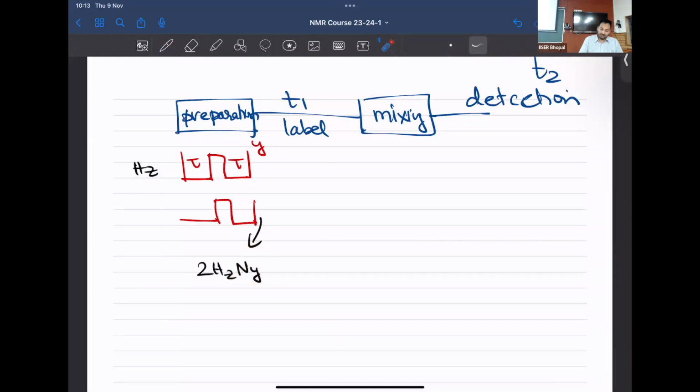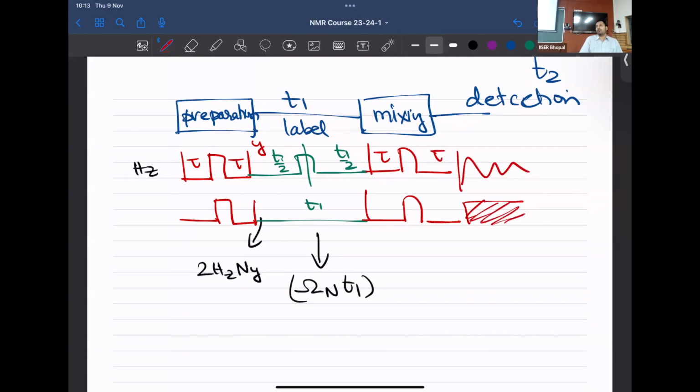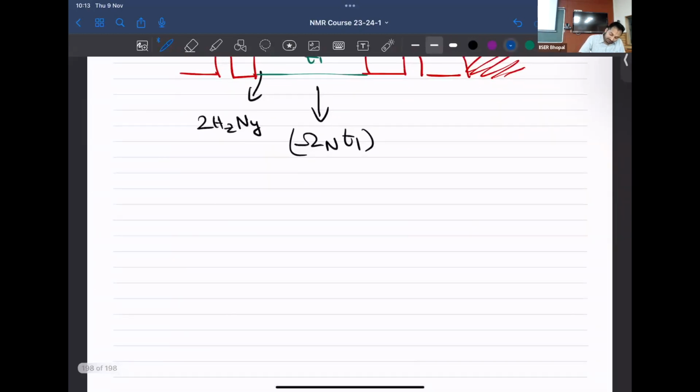Make sense, right? And then you have T1 labeling. How is T1 labeling achieved? Simple. You let it evolve for a period T1 by applying a 180 pulse on the proton at T1/2. This helps you achieve frequency labeling of the nitrogen in the T1 time domain. And then you mix it back, and then you detect. This is the entire pulse program. If you have to think of the same thing for the COSY experiment, the proton-proton homonuclear COSY experiment, it is even simpler.